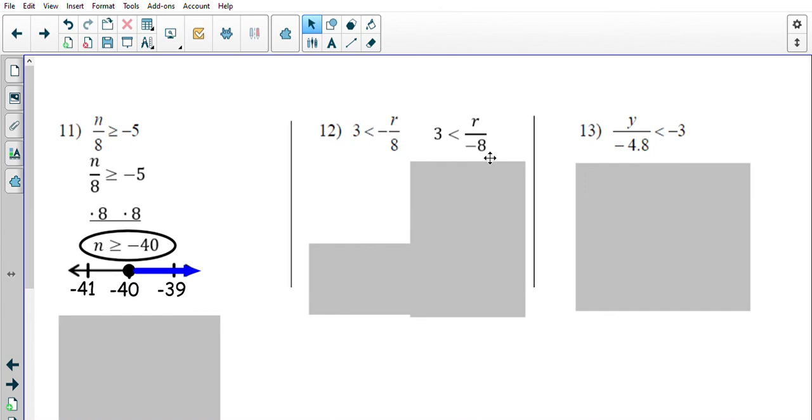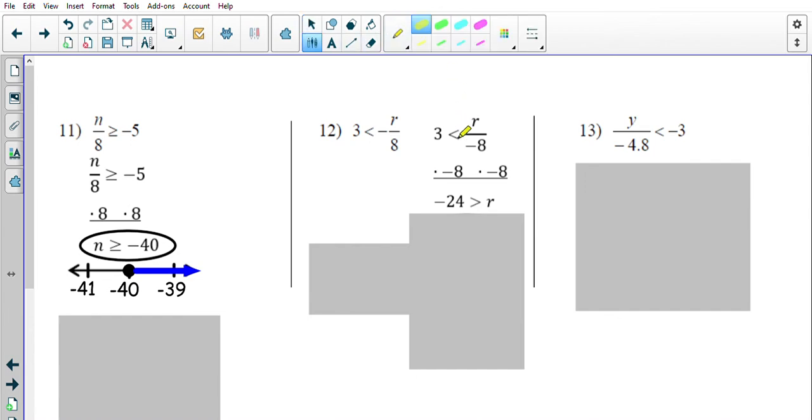All right, so the inverse of dividing by -8 is to multiply by -8. I multiplied by a negative, so I'm going to flip the symbol around. Notice how from here to here I flip the symbol. 3 times -8 is -24.